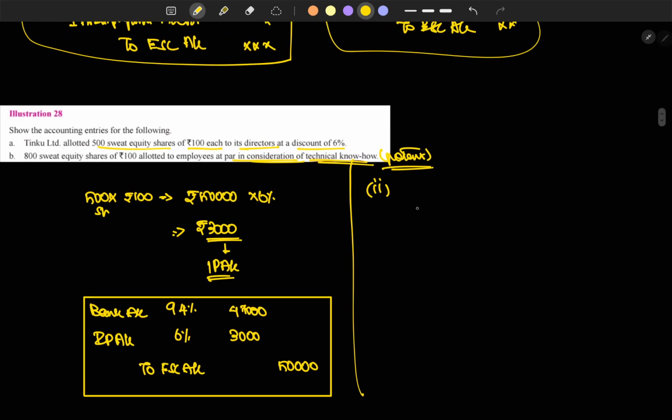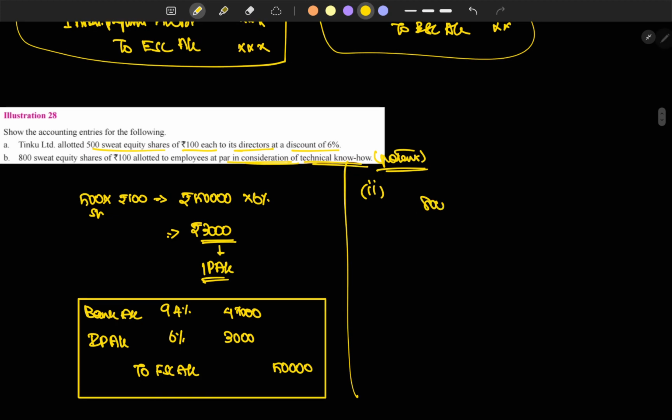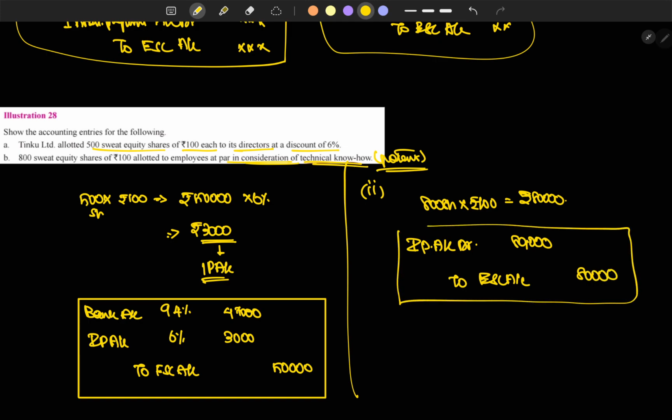So what could be the entry? 800 shares into rupees 100, so 80,000 worth shares has been given for the intellectual property, which is 80,000 to equity share capital account, which is 80,000. That's it. We are not receiving any consideration from this employee. We are fully issuing the 80,000 worth shares for the technical know-how of that particular employee. So this is the simple concept.